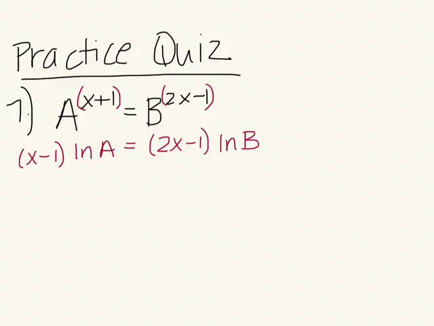Now we have x's on both sides of our equation, and we want to solve for x, so we want it on just one side of our equation. Our first step will be to multiply in our ln of a into our x minus 1, and our ln of b into 2x minus 1. Just using a little distributive property.